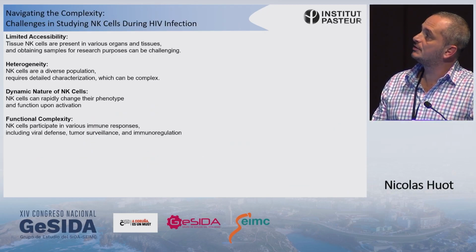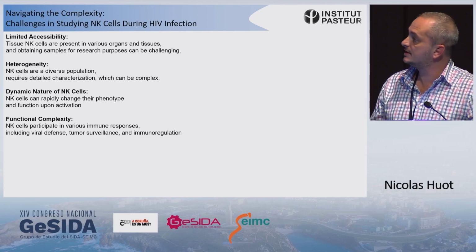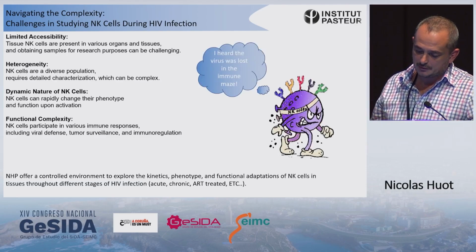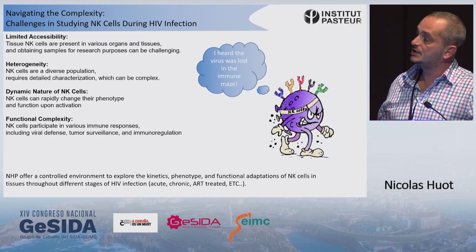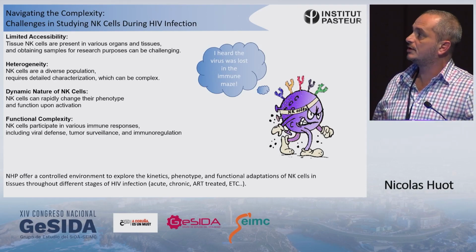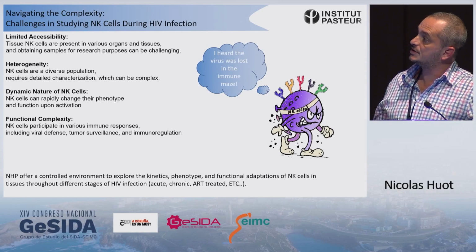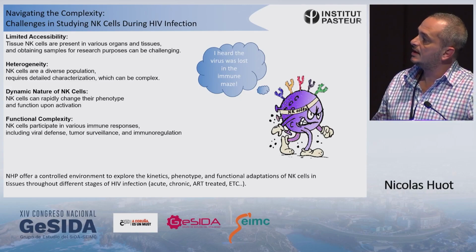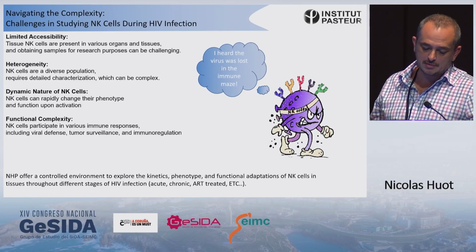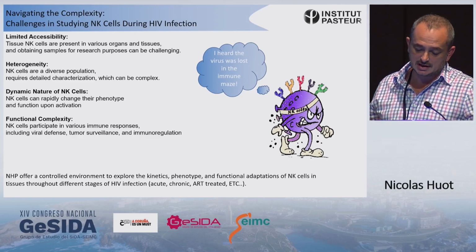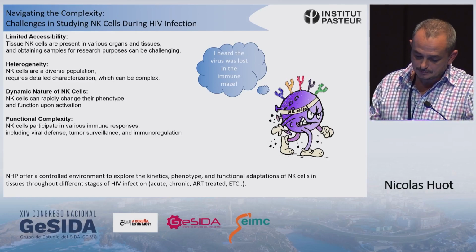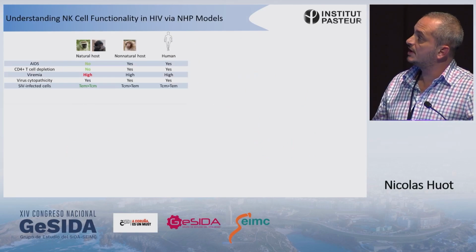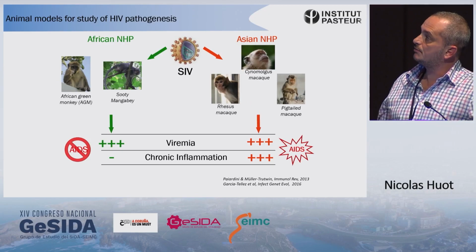The main difficulty if you want to study NK cells in humans is that, to have a broad picture of what NK cells are, you need access to the tissue. And it's very difficult to get access to tissue in a human cohort for ethical reasons and for many other aspects. In this context, NHP offers a controlled environment to explore the kinetics, the phenotype, and the functional adaptation of NK cells in tissue. So in the lab, we studied 2 animal models. The African green monkey model, which is a natural host of HIV infection, and the macaque model, which is a pathogenic model.